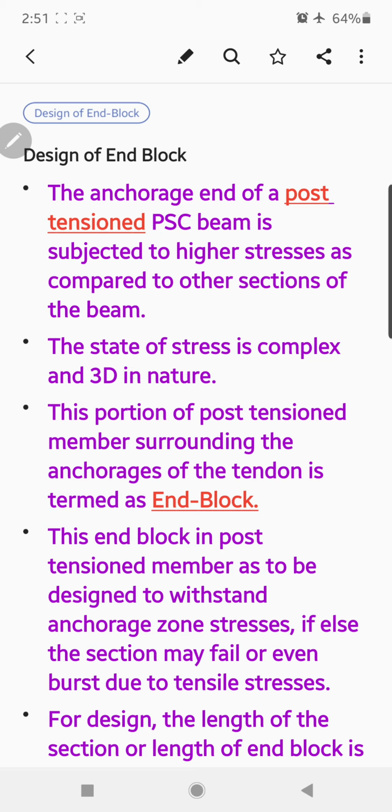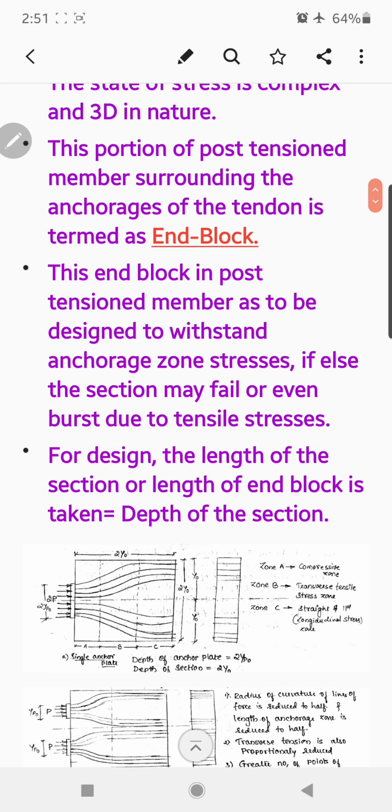The state of the stress is complex and three-dimensional in nature. So this portion of the post tension member surrounding the anchorages of the tendon is termed as end block. This end block in post tension member has to be designed to withstand anchorage zone stresses. Otherwise, the section may fail or even burst due to tensile stresses.